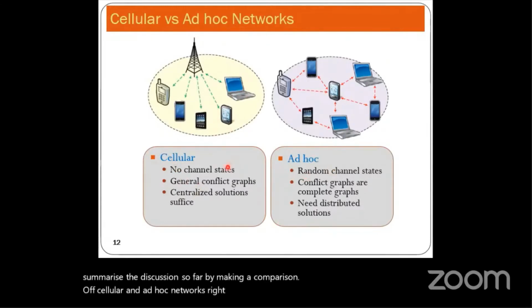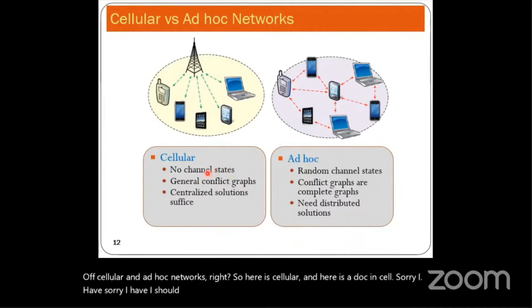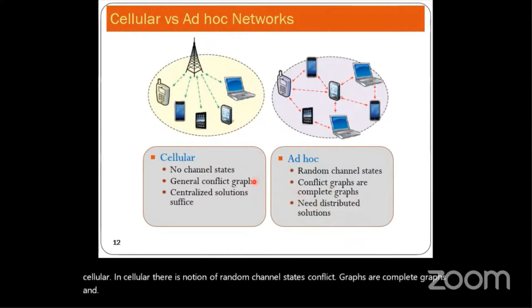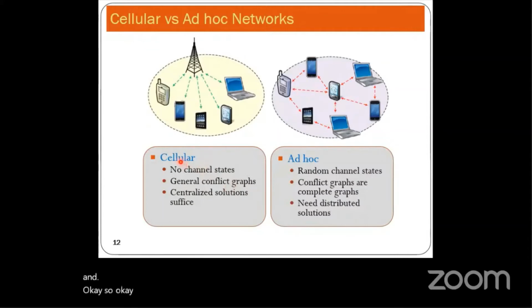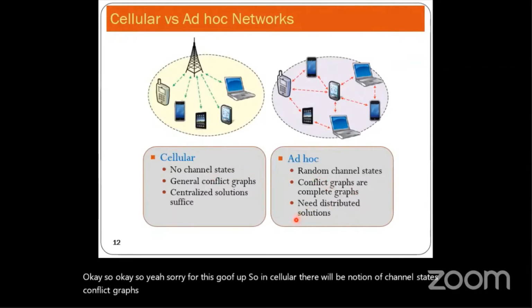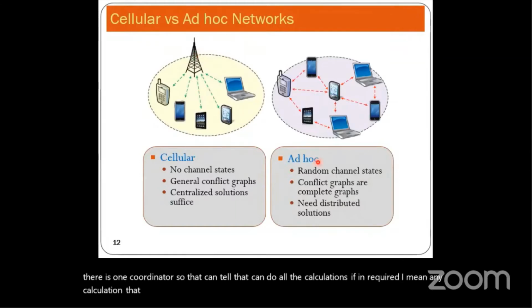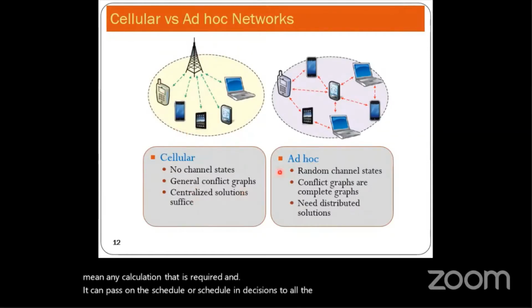So here is cellular and here is ad hoc. I should have written it the other way. The first one is ad hoc, the second one is cellular. Sorry for this goof up. So in cellular, there will be a notion of random channel states, conflict graphs will be complete graphs, and we don't need a distributed solution per se, because there is one coordinator that can do all the calculations if required. It can pass on the scheduling decisions to all the nodes. So a centralized solution suffices.